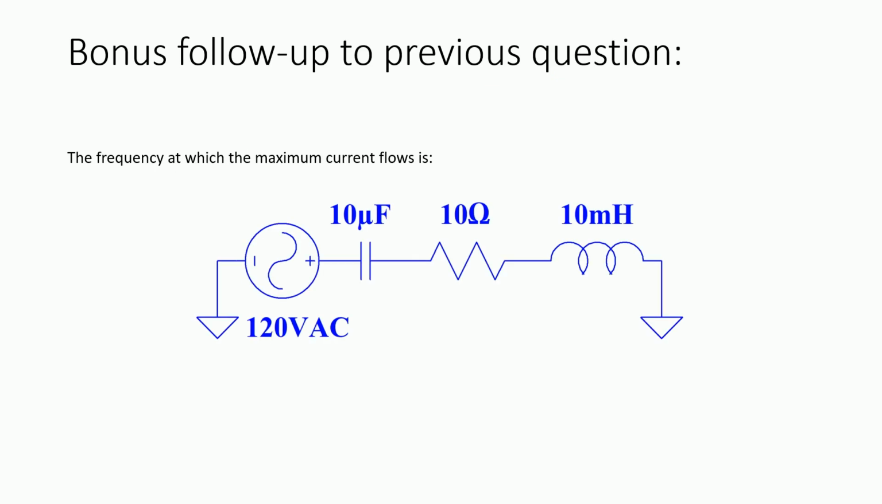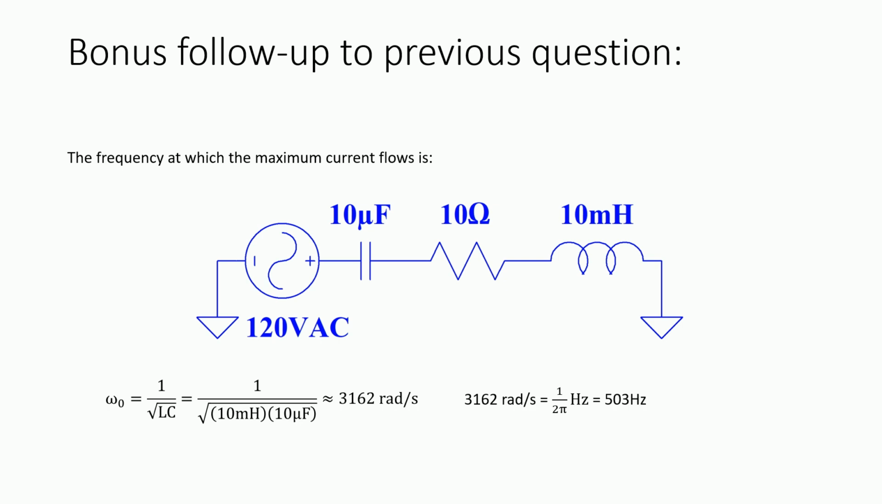Here is the bonus follow-up question. What is the resonant frequency of this circuit? If you've taken circuits too, you probably have this already memorized. You might not. It is in the FE handbook. You can go look it up when you're taking the test. So 1 over square root of LC in this case. L is 10 millihenries and C is 10 microfarads. And we basically get 3162 radians per second. Throw that in your calculator. You can convert that by doing 1 over 2 pi, and you get your hertz. And that's pretty straightforward.